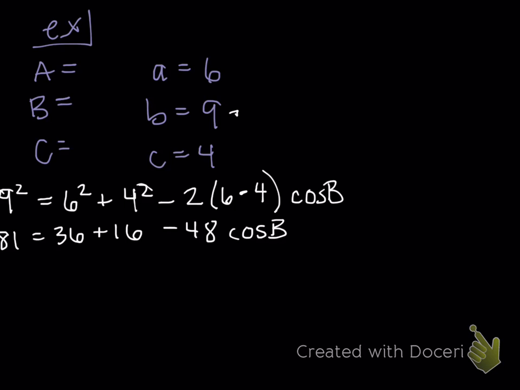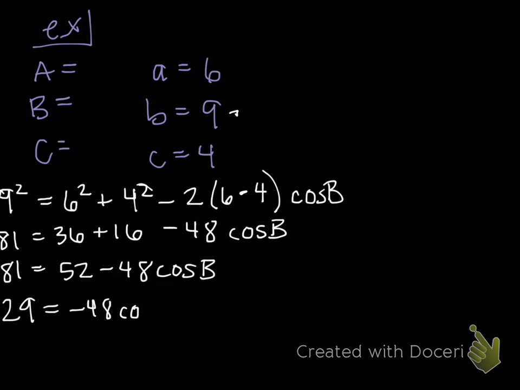And now I need to add up a little bit. So here I'll have 81 equals, I cannot subtract 48 from the other two numbers because 48 is attached to the cosine, so that stays over there. 36 plus 16 will be 52. And the goal is to get B by itself as much as possible, so I'm going to subtract 52 over. So when I subtract it over, I get 29. Move that over. So we get 29 equals negative 48 cosine of B.